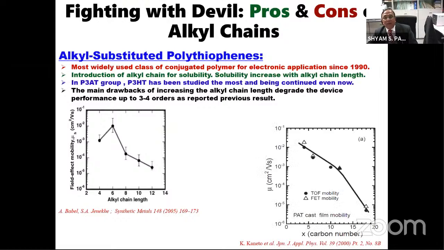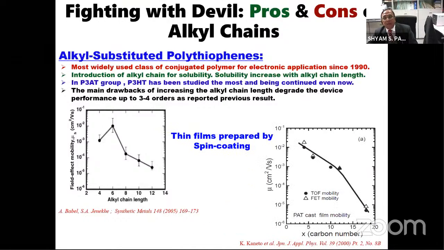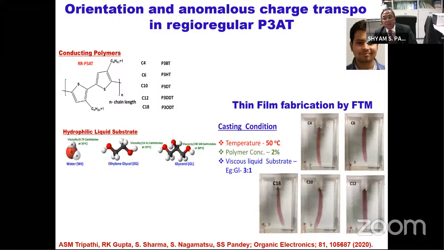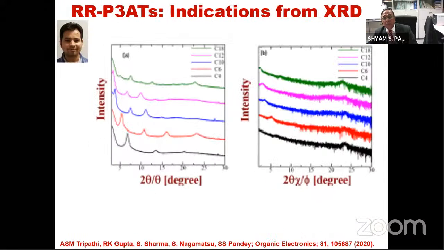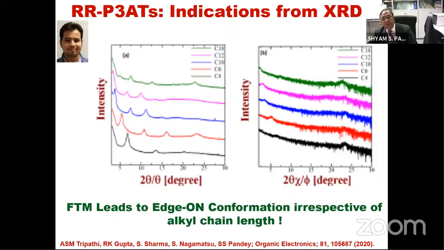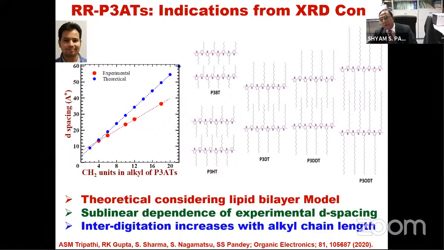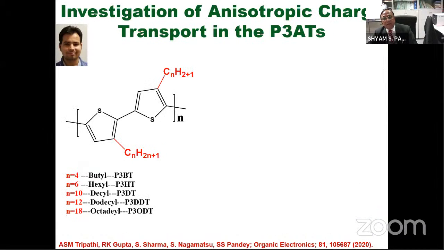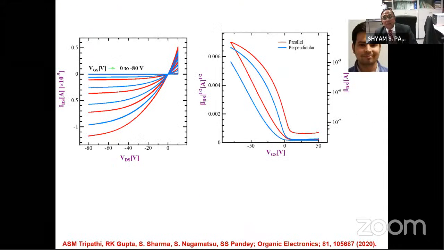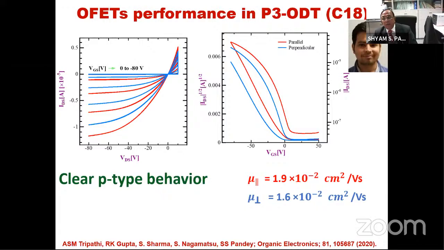One story I will take, that actually long back in thiophene, when we increase the chain length, solubility increases, but mobility drastically decreases, especially in the longer chain. That I called fighting with devils. We made the large area film, proved edge-on structure, suggested interdigitated edge-on oriented molecular architecture. And the beauty is that even in the longest chain, mobility was not hampered.